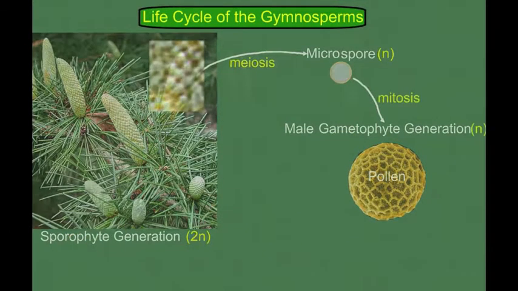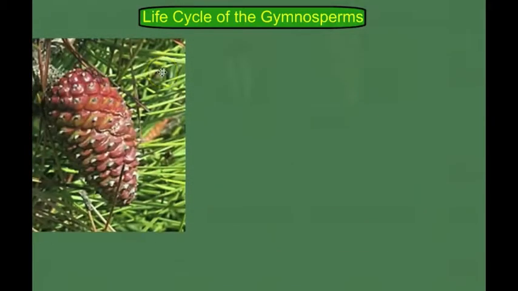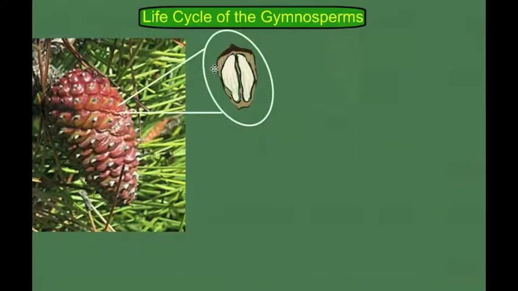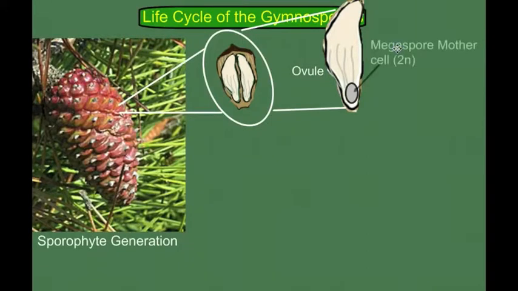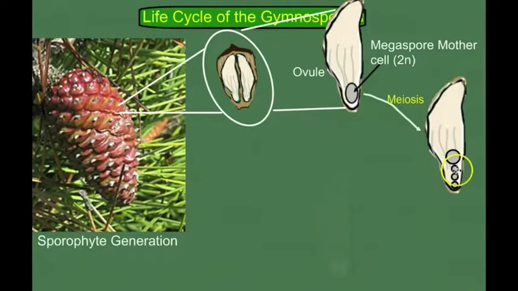Let's move over to the female side and look at the woody cones, or the seed cones. If we zoom in on a section of this, one of these scales, and then zoom into one of those, we see an ovule. And again, this is the sporophyte generation. So inside the ovule is a cell called the megaspore mother cell. Now if it's a mother cell, it means it's going to give birth to some other cell, and it's the cell that's going to make the megaspore. So it's diploid, it's the sporophyte generation. We're going to need meiosis to make it haploid. So inside the ovule, the megaspore mother cell undergoes meiosis, making 4 haploid cells.